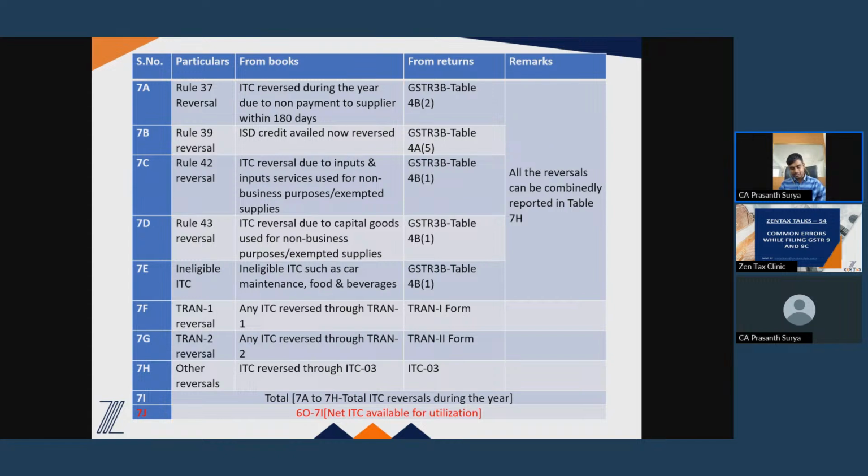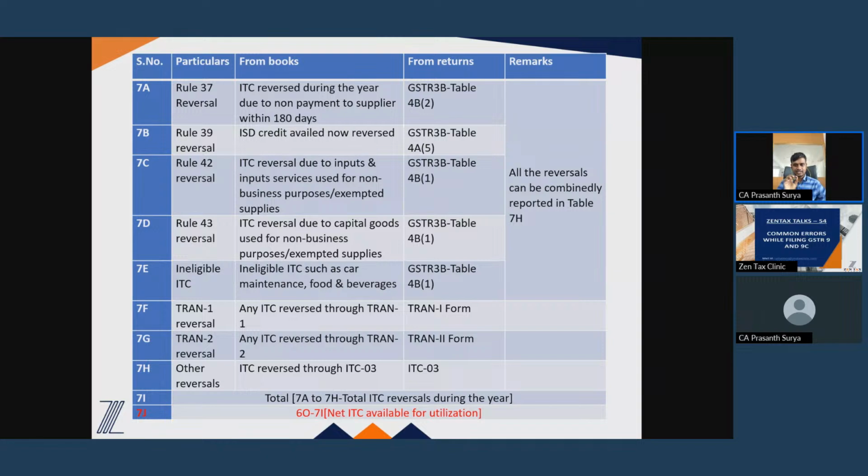The next thing is table 7, which talks only about the reversals. As I already said, only the reclaimed ITC was given in table 6. In table 6, we have reported only the gross ITC. So any ITC reversed during the year should be given here. Please refer to the tables from the returns to get it filled here. Table 7A to 7H is for reversals: various temporary reversals, permanent reversals, ineligible ITC reversal, common credit reversal. So everything will come under the context of table 7.